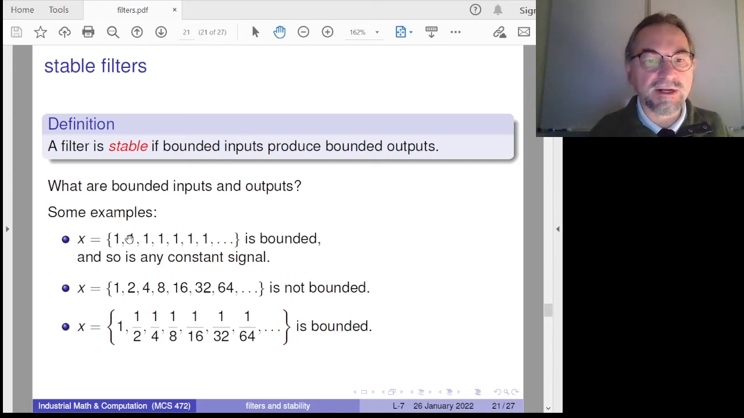Again, just for clarity, what are bounded inputs and outputs? Well, here are three example signals. The constant signal, 1, 1, 1, 1, 1, is obviously bounded. Also, any constant signal remains bounded. What is not bounded is the exponential growth, but exponential decay is again bounded.